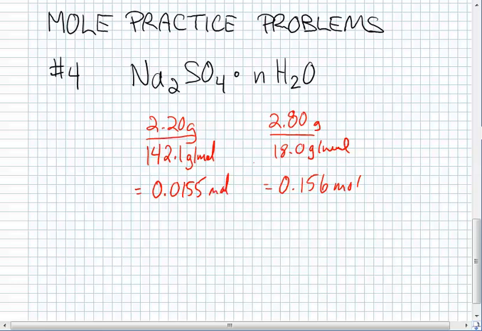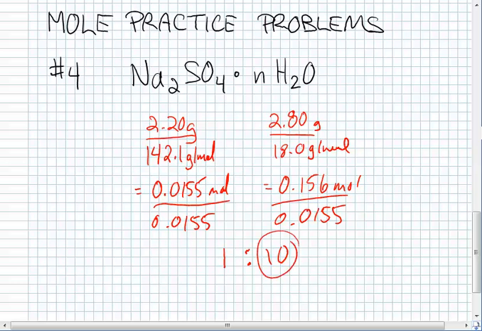And so I'm going to divide both of those by the smallest number, which is 0.0155. Do the same thing over here. Okay, and I get my ratio, which is 1 to 10. So that means my N value up here is 10, just like that. And that is the formula of the hydrate.